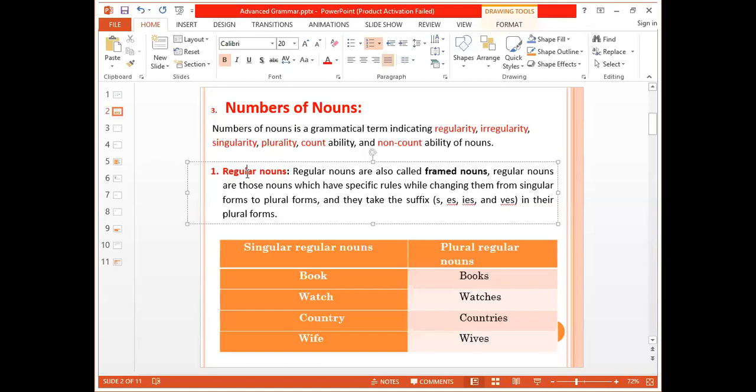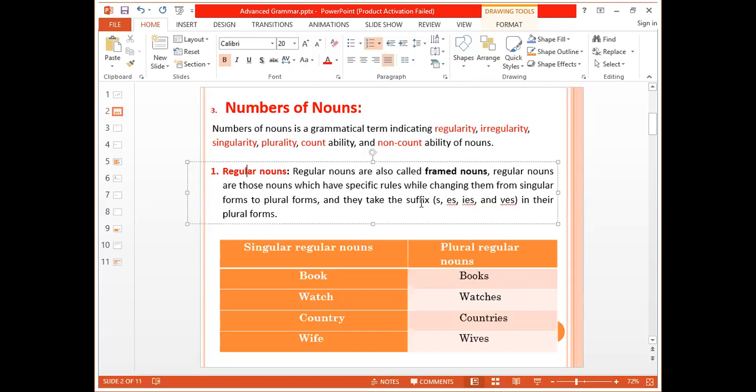For example, if a student comes to the class regularly, on time, on a daily basis, we call him a regular student. Clear? Why? Because he comes to the class on time and follows all rules and regulations. Clear? So regular nouns are those nouns that follow rules and regulations. A noun that follows rules and regulations, we call it a regular noun.